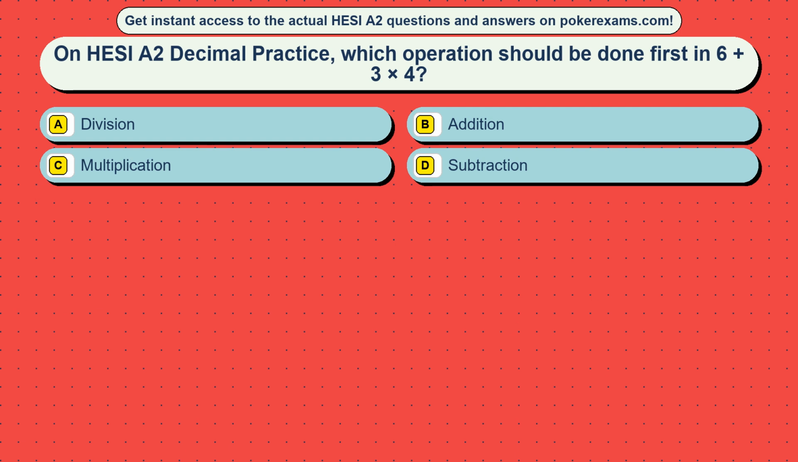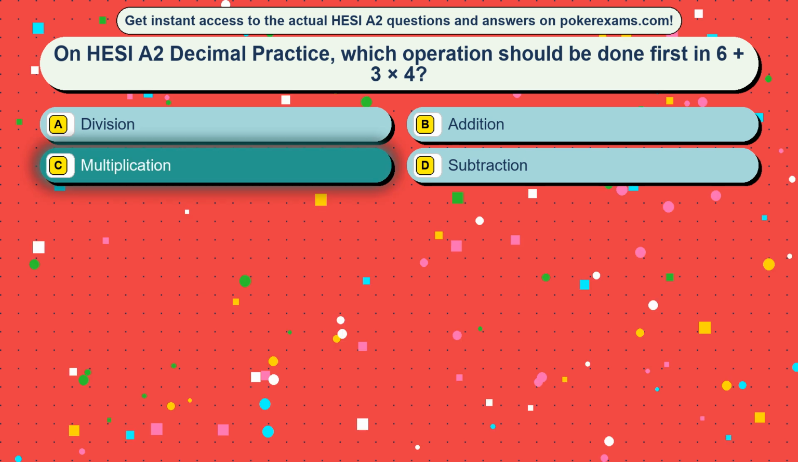Question 24. On HESI A2 decimal practice, which operation should be done first in 6 plus 3 times 4? Option A, division. Option B, addition. Option C, multiplication. Option D, subtraction. The correct answer is option C, multiplication.